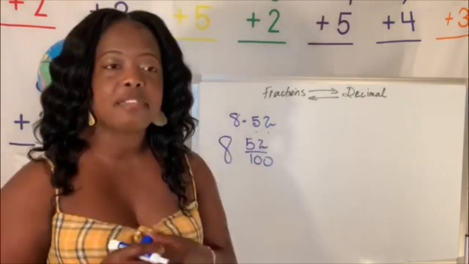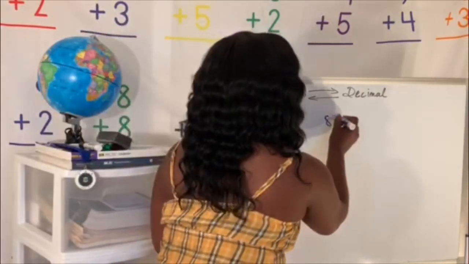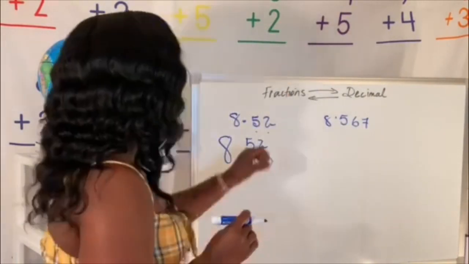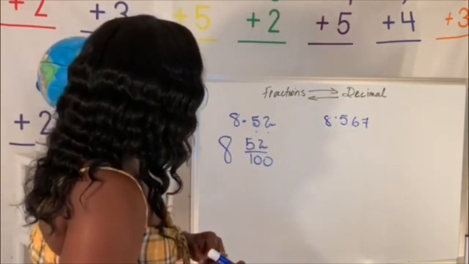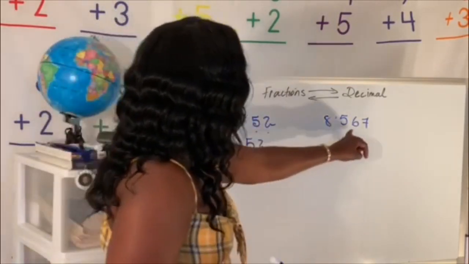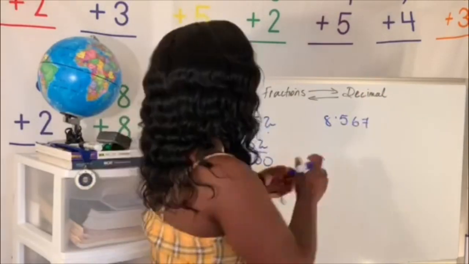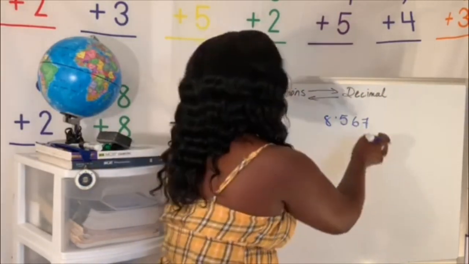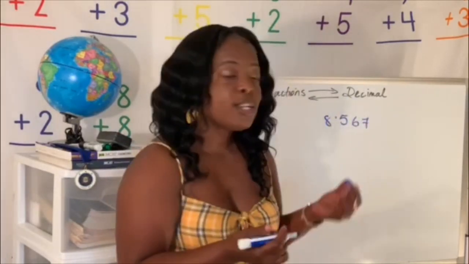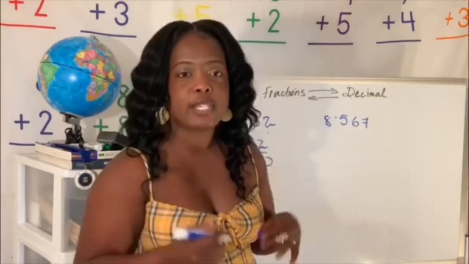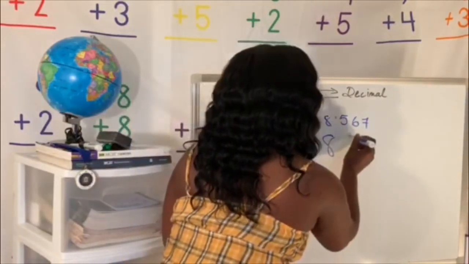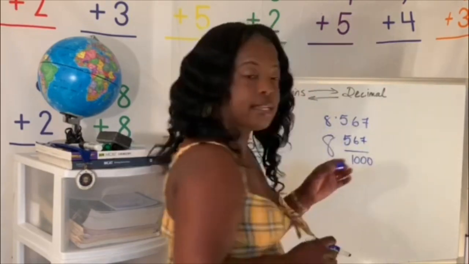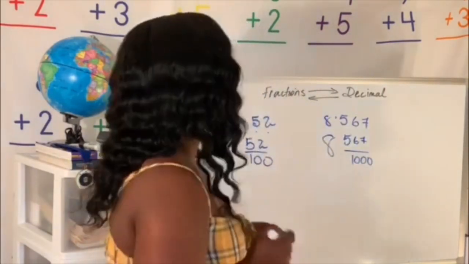Say, for example, if we had the number 8.567. Here you notice, instead of having 2 numbers after the decimal point, we have 1, 2, 3. So in this case, we have a number in the 10th position, the 100th position, and the 1000th position. So in this case, 1,000 would be our denominator. So we would end up with 8 and 567 over 1,000. So this is just a side note, so I'm going to go ahead and erase it.